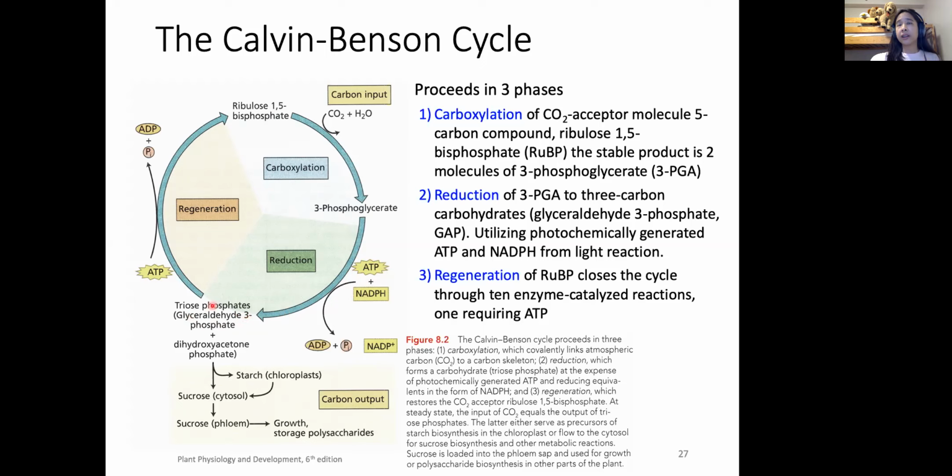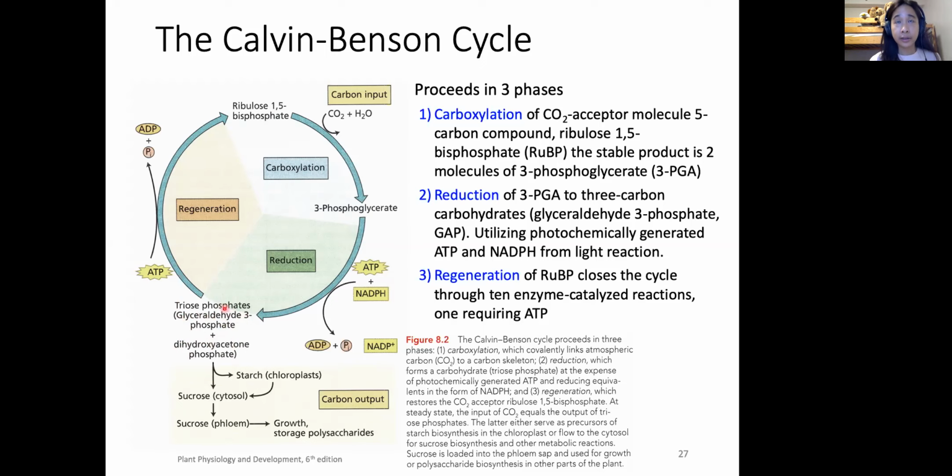And from here, if you make a lot of glyceraldehyde 3-phosphates, some of that will need to be put back together to form ribulose 1,5-bisphosphate again in order to regenerate, in order to recycle the carbon backbone. So this phase is called regeneration. Again, it uses ATP. And some of the glyceraldehyde 3-phosphate right here can be put together into bigger sugar molecules.